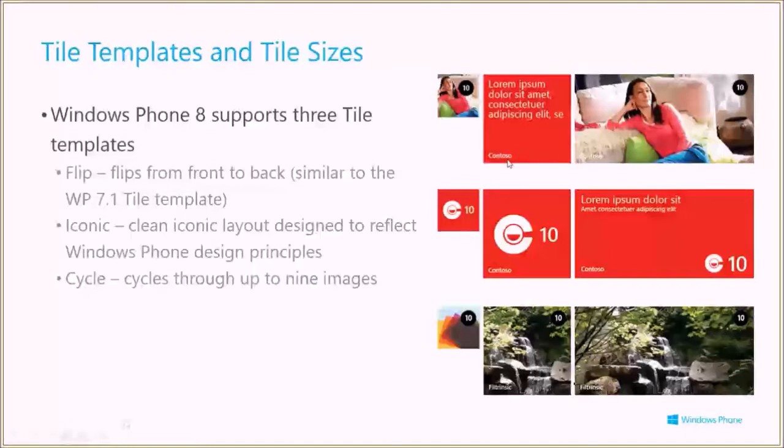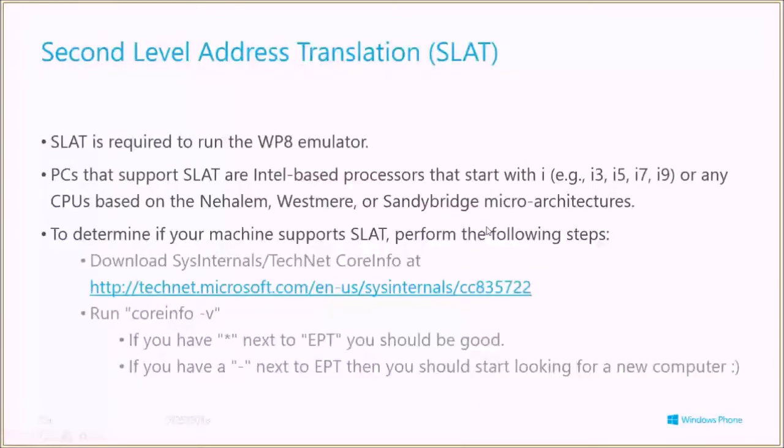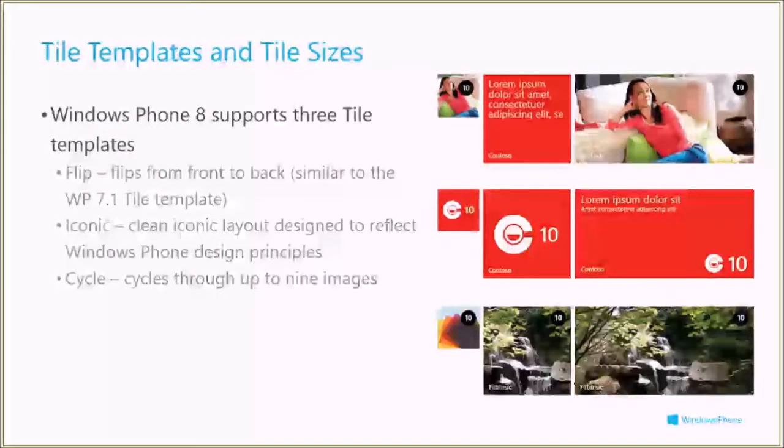So the iconic tiles are the ones that conform with the Windows Phone design principles. You'll find the numbers a little bit bigger. It gives you more readability, and it depends on your application which one you should be supporting. We've also got cycle tiles, which cycle through up to 9 images from your application. You can use that as well, depending on your application.